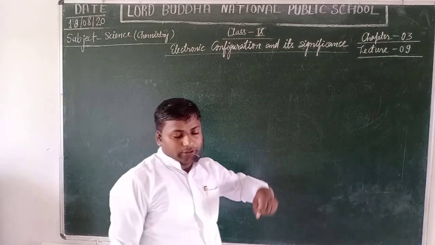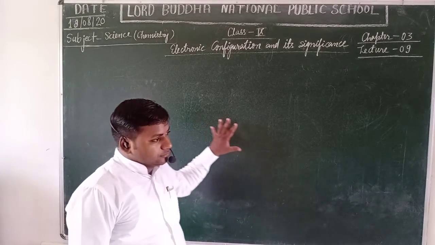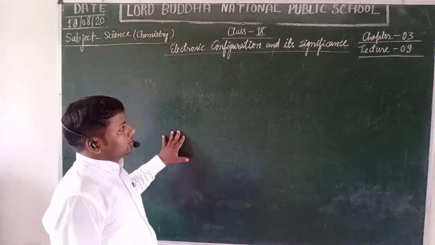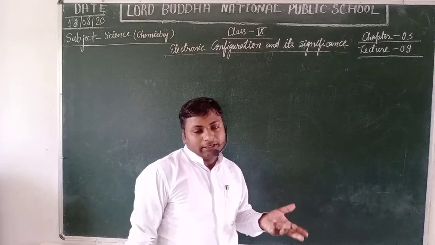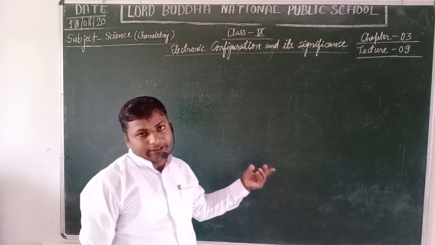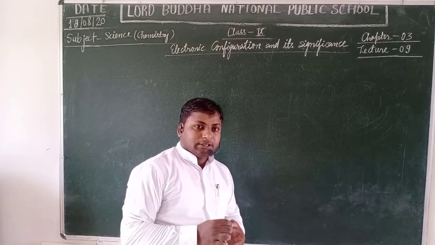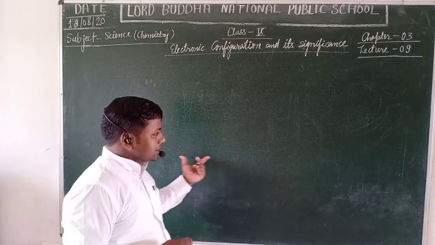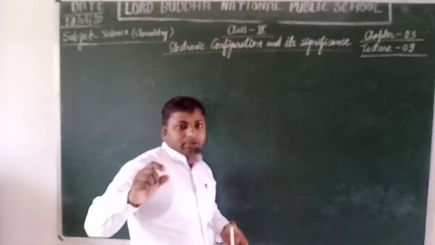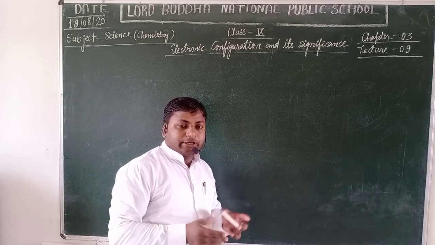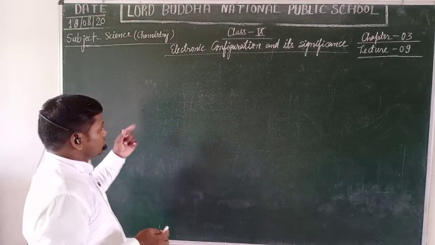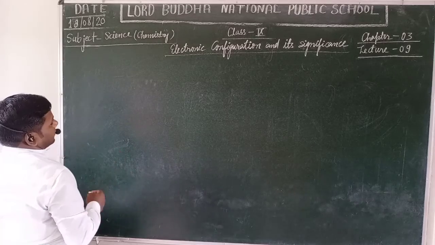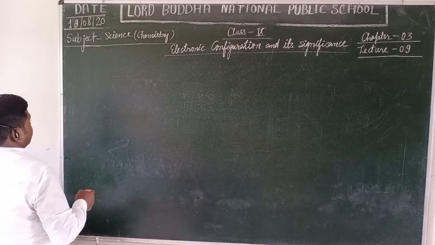So students, today we are going to learn, with the help of examples, how we can write the electronic configuration of different atoms of elements. Here I will take some examples and try to help you understand how you can give the clear electronic configuration of atoms of elements. So students, let us know about the electronic configuration of some atoms of elements.